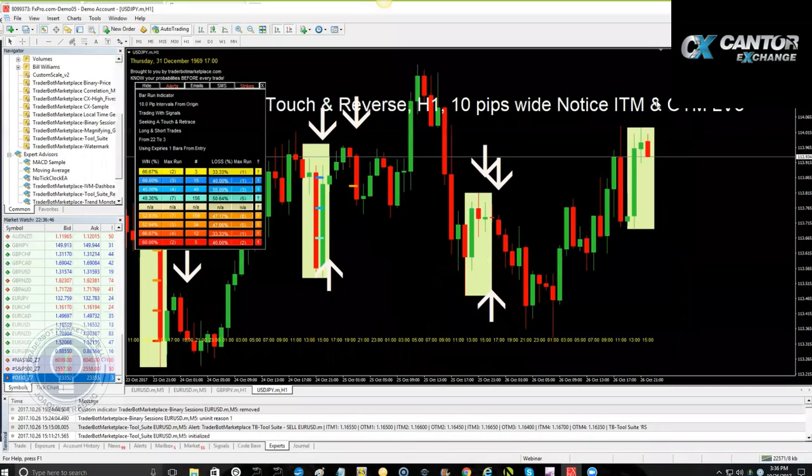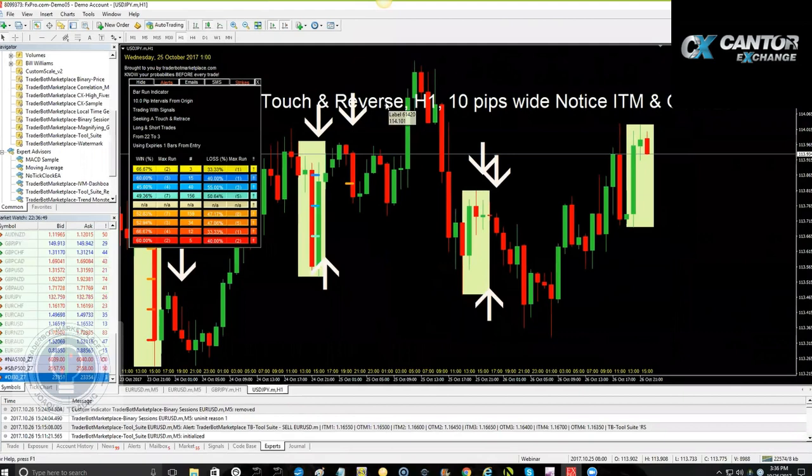Now, I totally forgot what this one was. Let me look at it for a second. Touch and reverse. Oh, yeah, I like this one too. Touch and reverse H1, which is an hourly chart. The strikes are 10 pips wide. Notice ITM and OTM level 3. Okay, what we're looking at here.